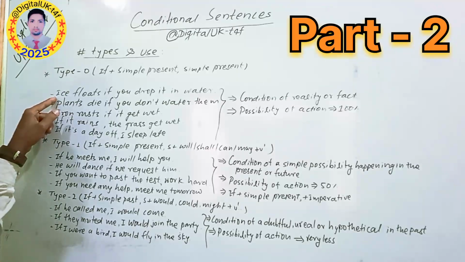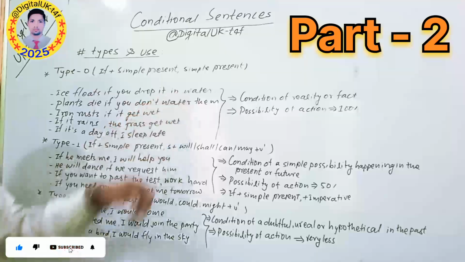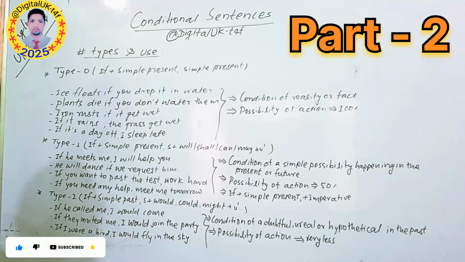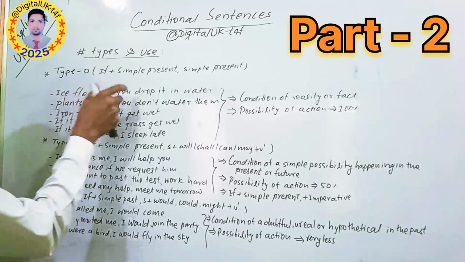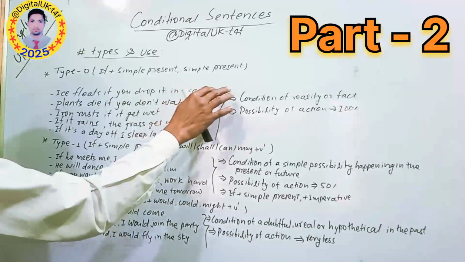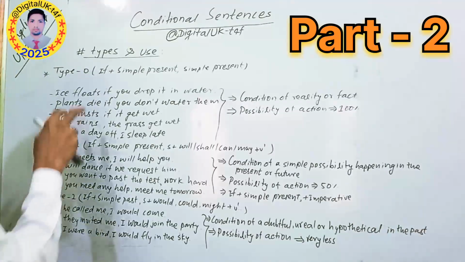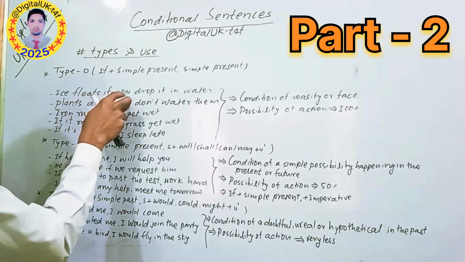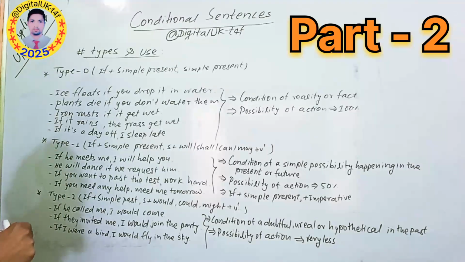The first sentence says: ice floats if you drop it in water. So what can you see here? A principal clause is written first, and then a conditional clause. So we don't use any comma here. You can see subject plus verb 1, and here also subject plus verb 1. So you can see the same structure used.